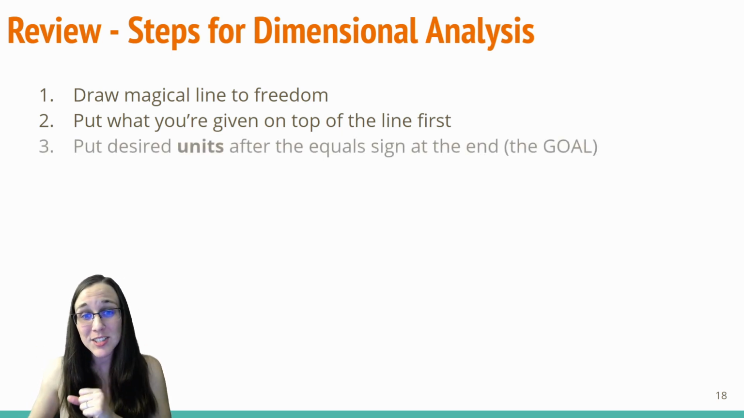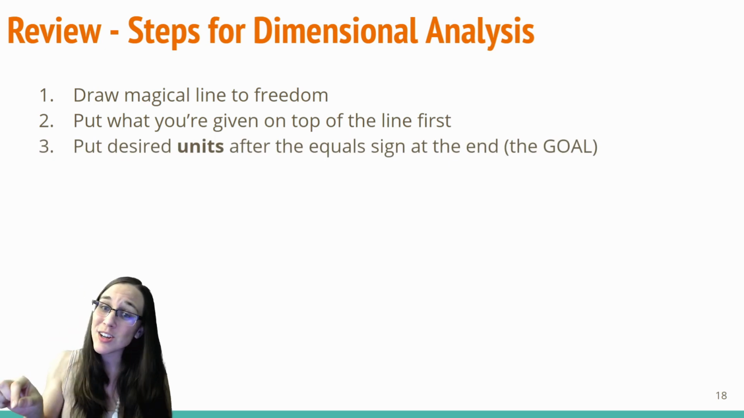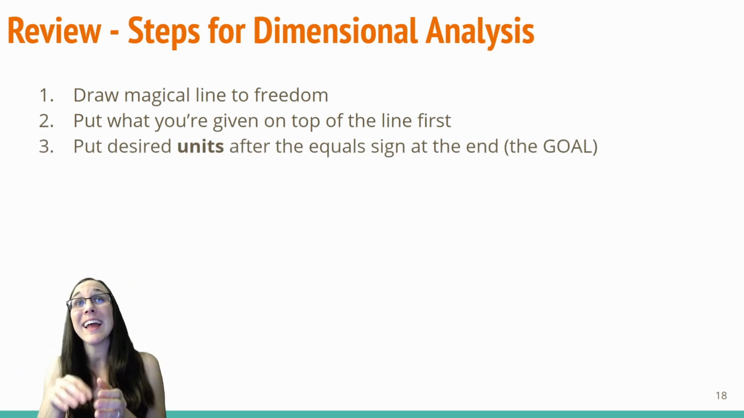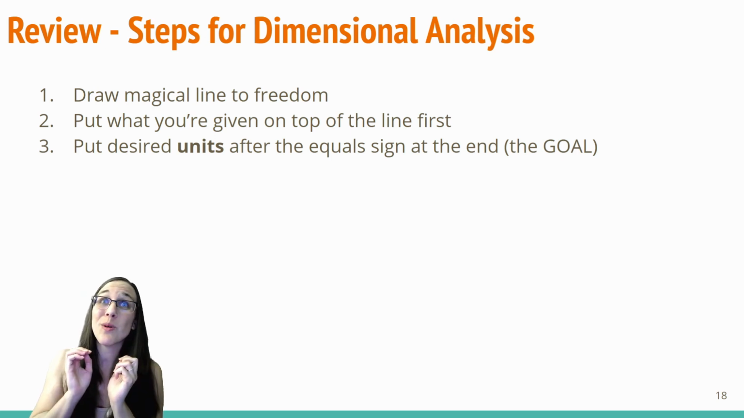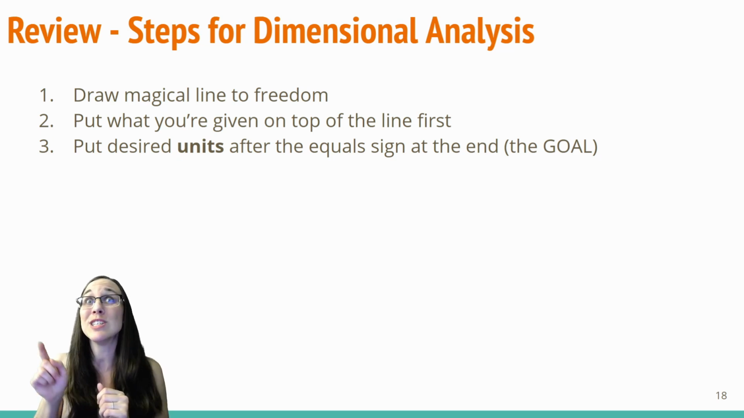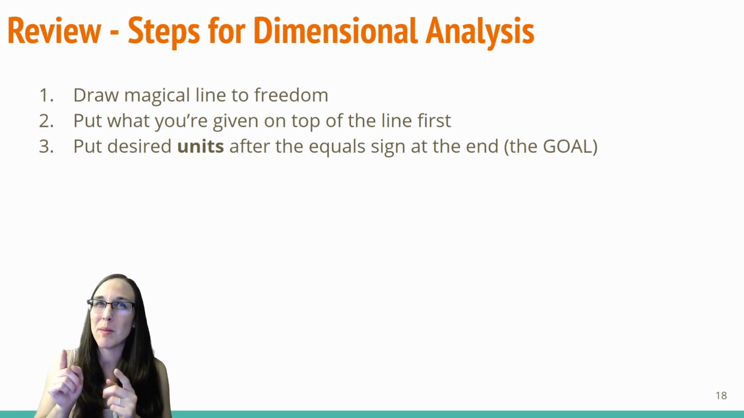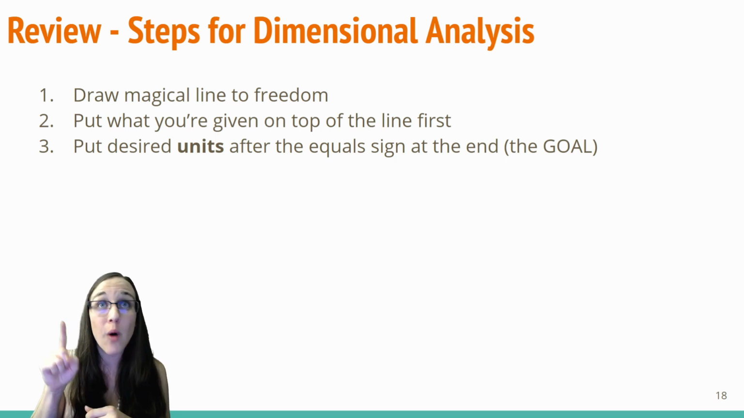Then the question asks you what it wants. Put those desired units after the equal sign at the end. It's the goal, so you know where you're going. You always have to go towards the goal. By the way, the goal units will always go on top. That's a good way to remember it. So goal units go on top when you're looking at your conversion factors.